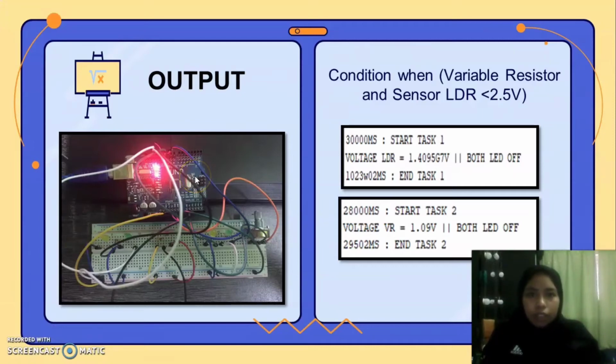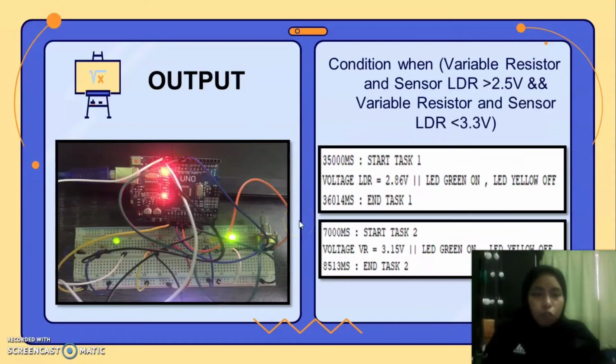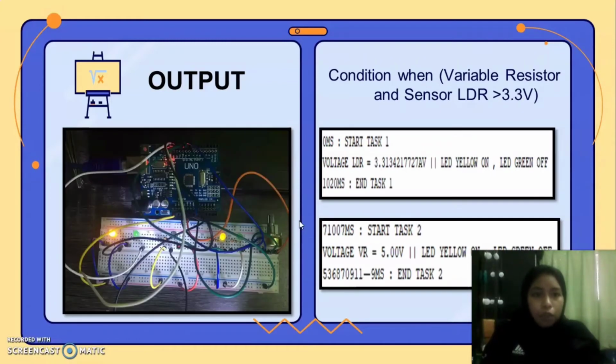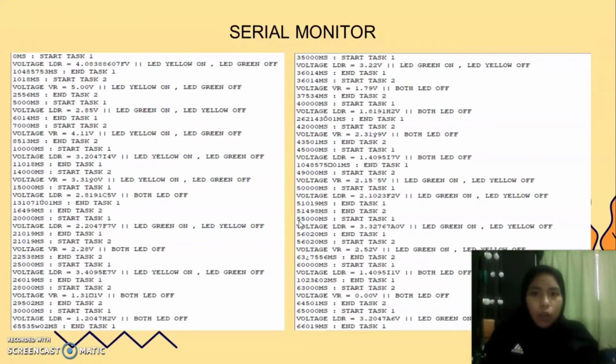So next, here is the result, our output when we do the simulation using the IDE. Variable resistor, if below 2.5, will show both LEDs off. If 2.5 voltage until 3.3, it will show green LED on and yellow LED off. So if the LDR sensor and variable resistor is 3.3 and above, the result will show yellow LED on, green LED off. So here is the serial monitor when we construct the circuit.